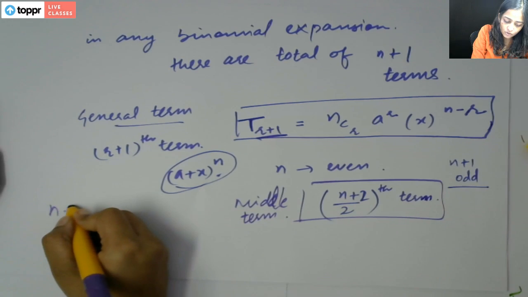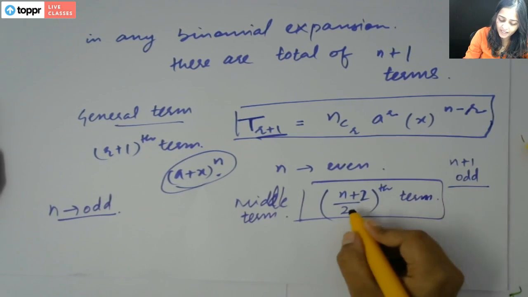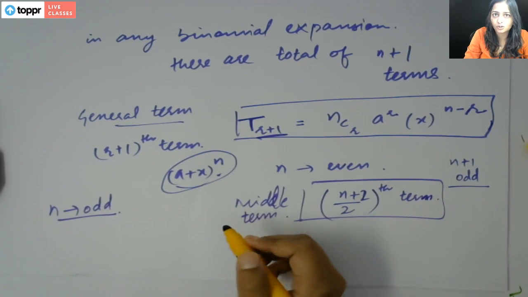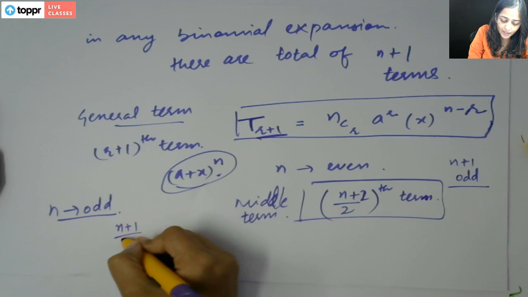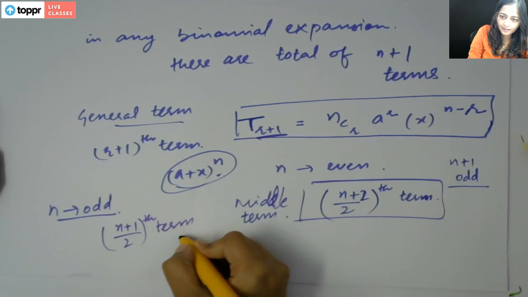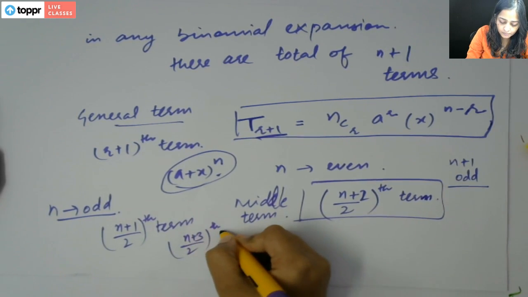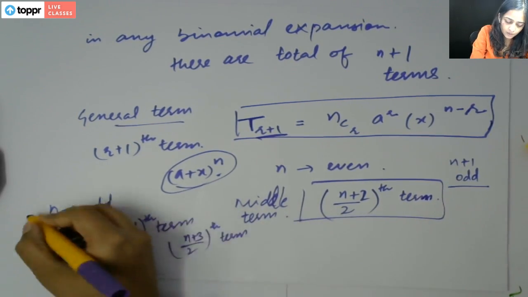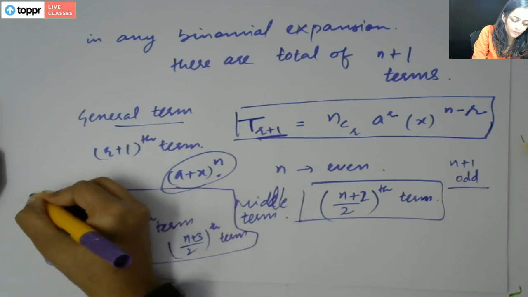And if n is odd, then the number of terms will be even because n plus 1 will be even. So then we'll have two middle terms. The first middle term will be the ((n+1)/2)th term, and the other one will be the ((n+3)/2)th term. This is the case when n is odd.